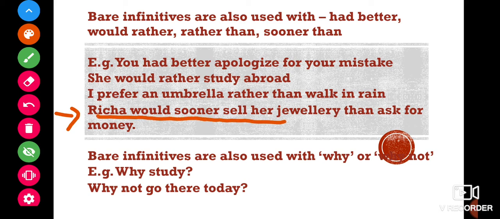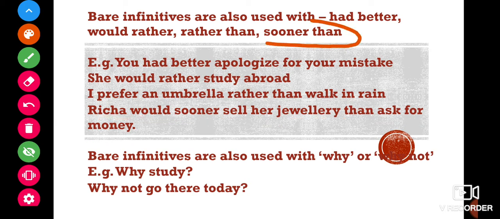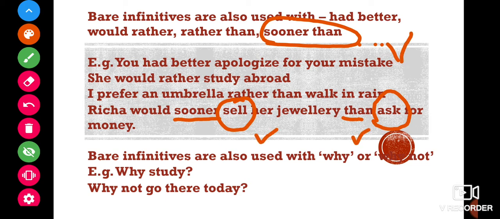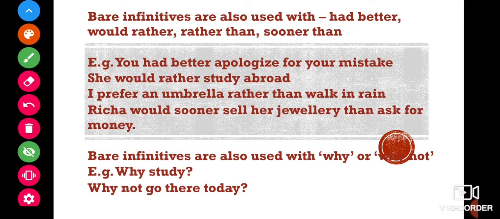Next example, Richa would sooner sell her jewelry than ask for money. Now here again sooner than is the word after which our bare infinitive will be used. So here we have sooner than. So ask is the bare infinitive. Also sell is a bare infinitive. So here we have two bare infinitives, sell and ask. Both of them are V1 and both of them are used after sooner than. Also remember that bare infinitives are also used with why or why not. For example, why study? So here study is a bare infinitive. Why not go there today? So here go is the bare infinitive.